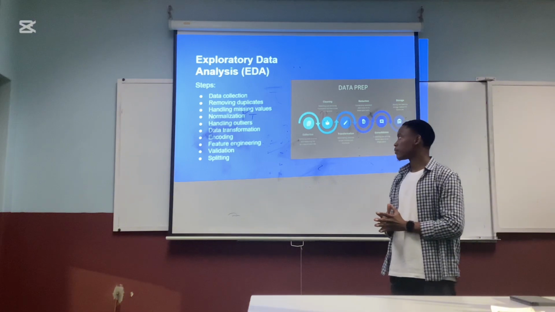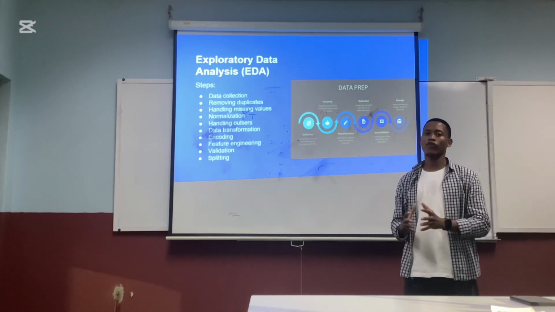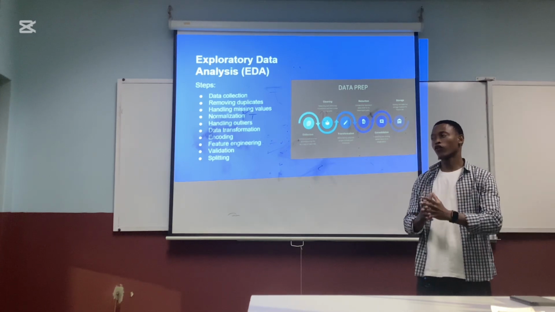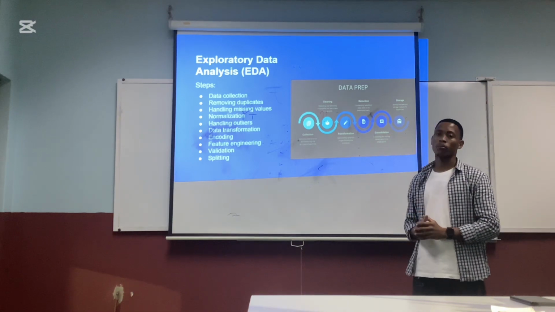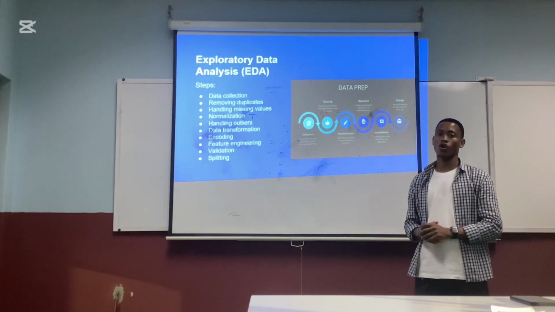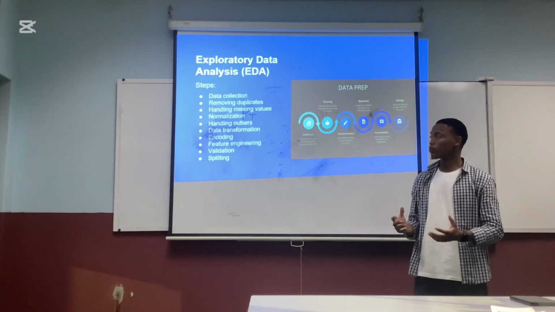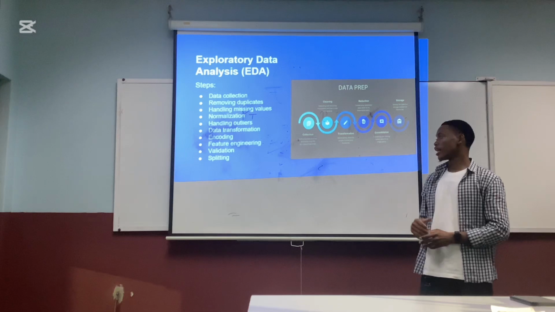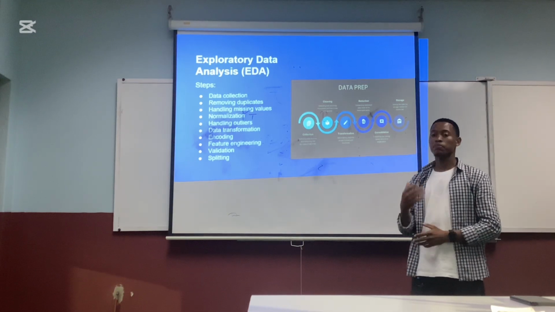The following step is handling missing values. This is where we analyze and we discover what values are there that we need and require for the success of the project. The next step is normalization or standardization. The following step is handling outliers or anomalies. The next step is data transformation. Following is encoding of data, then feature engineering, validation of data, and splitting of data.